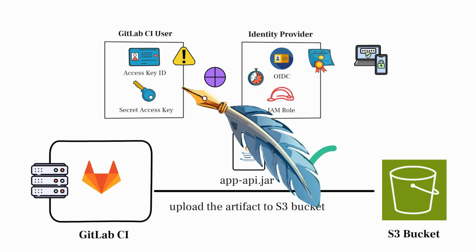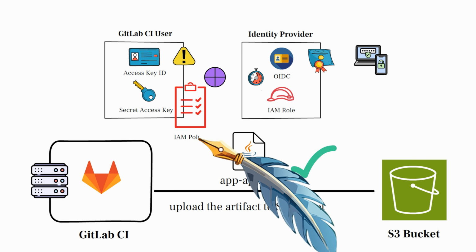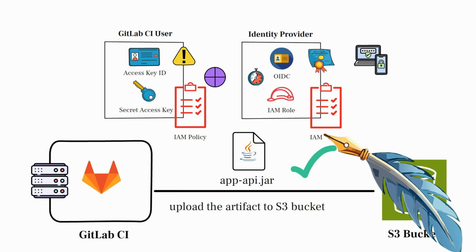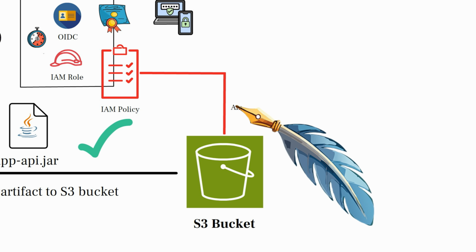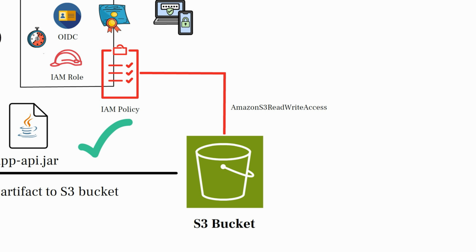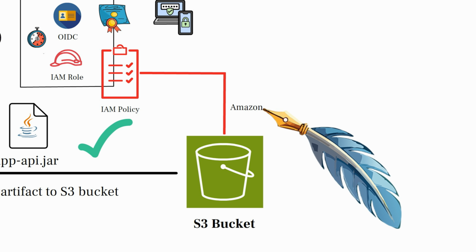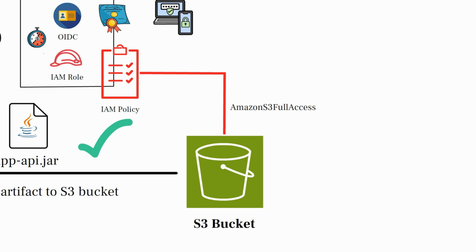You must also create an IAM policy to allow GitLab CI to interact with the S3 bucket. For example, you can only give GitLab CI a custom policy for read and write access, or you can provide full access to your S3 bucket. It really depends on your needs and what you want your GitLab CI to do with it.